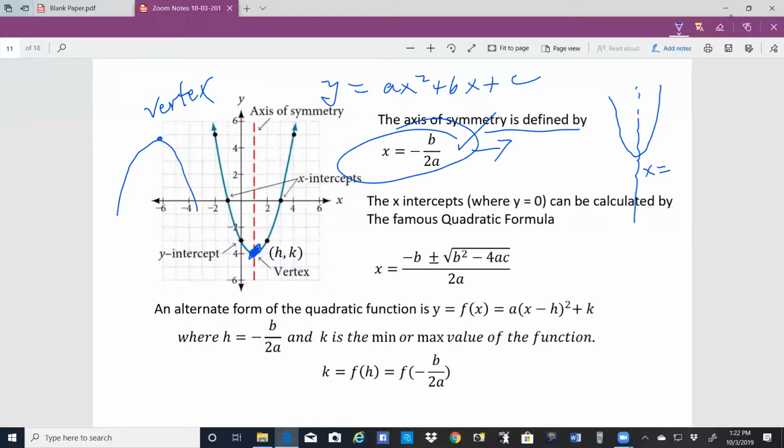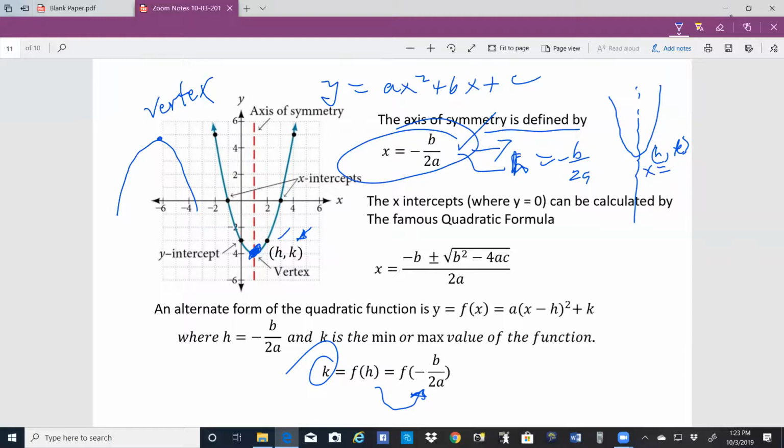And then to calculate the other variable in the vertex, h happens to be, we call h, minus b over 2a. And the corresponding y value is called k. And that would be the minimum or the maximum value. So to calculate k, you just plug in the value of h.